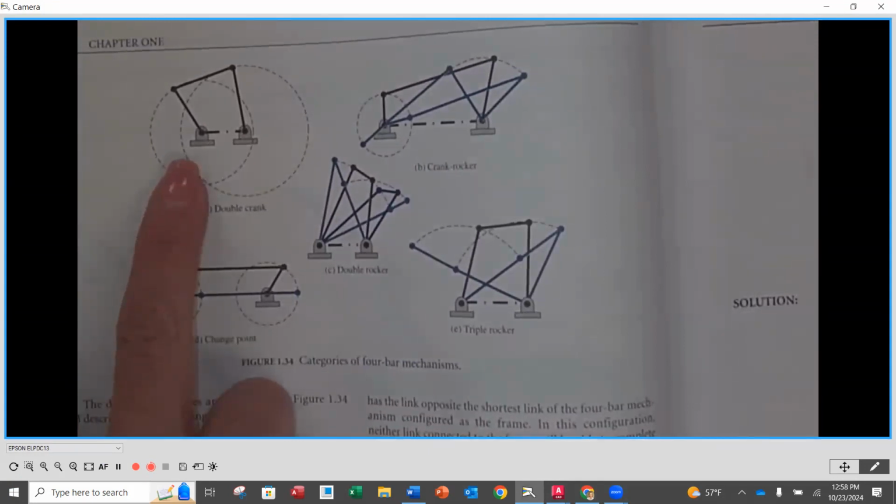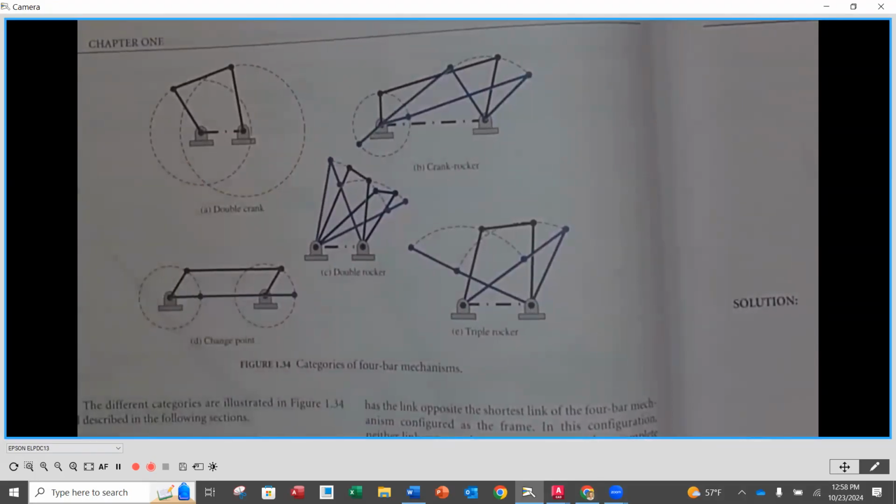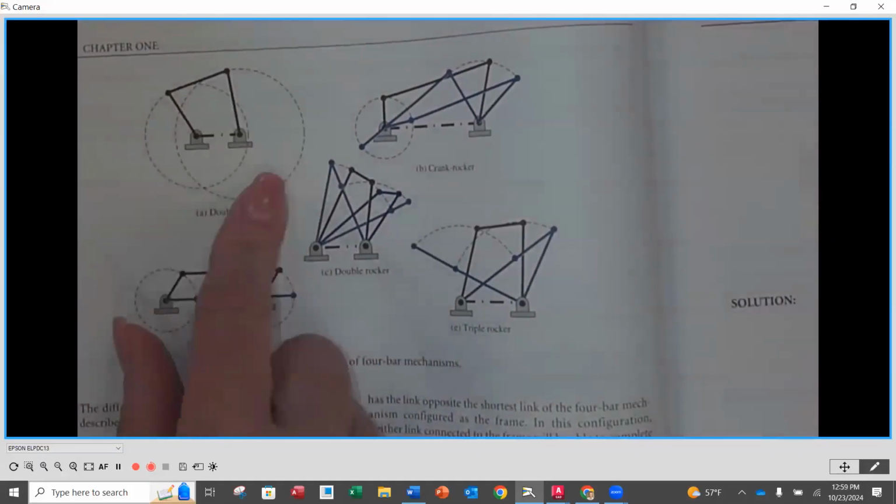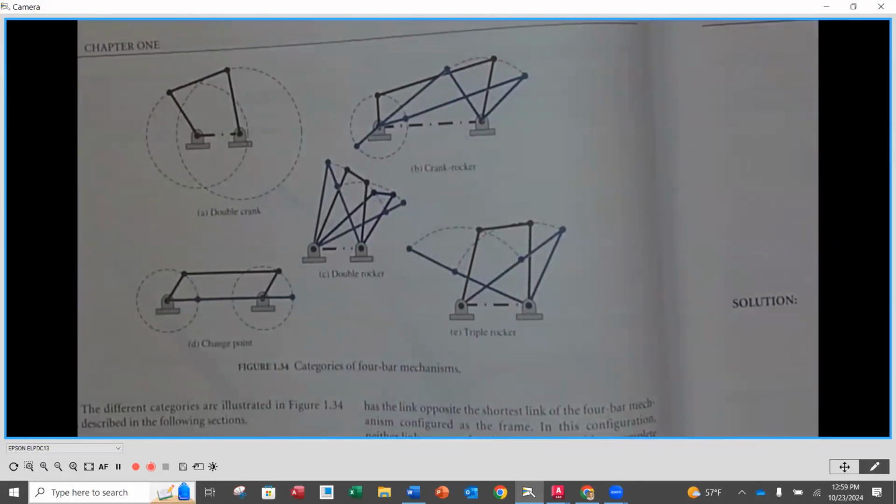So on this mechanism right here, we've got 2 cranks, meaning that each one of our input and our output are going to go around a full circle. Okay, so crank just refers to the motion of that link, right?